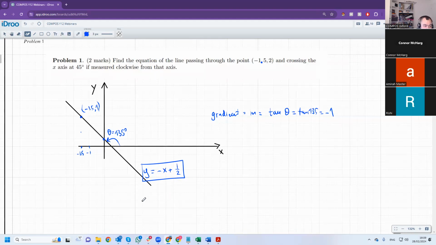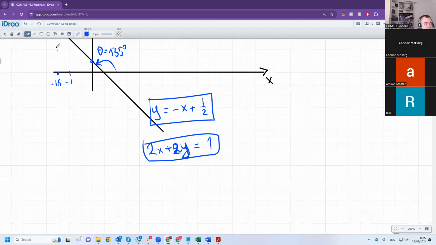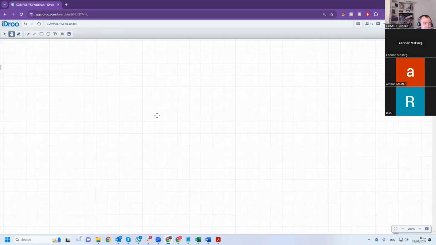You could write this differently. Sometimes it's written in standard form. So you can write 2x plus 2y is equal to 1. It's another way of writing it. Or it's sometimes written as 2x plus 2y minus 1 equals 0. These are the same thing. Right, let's move on.